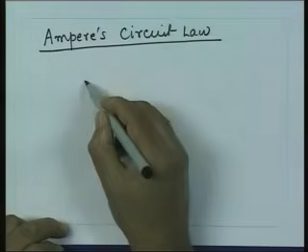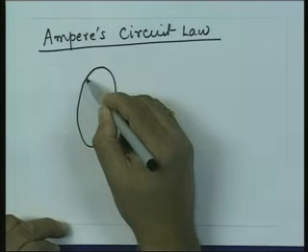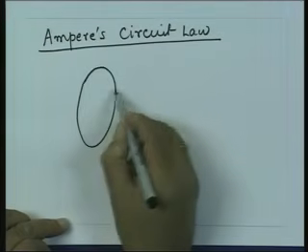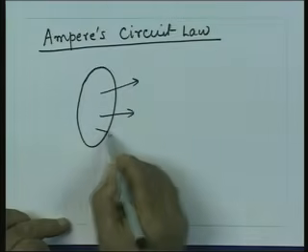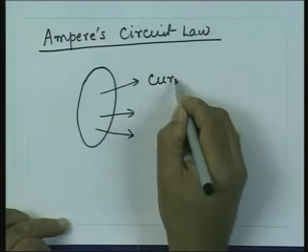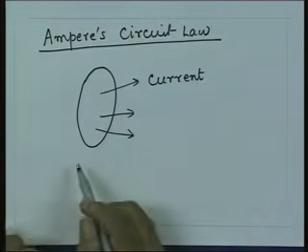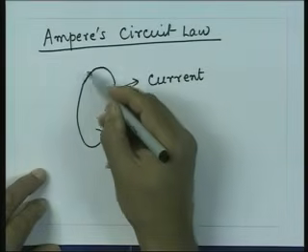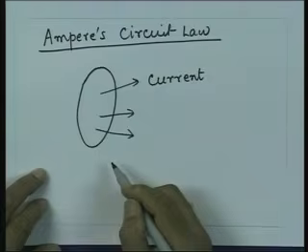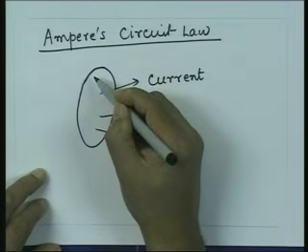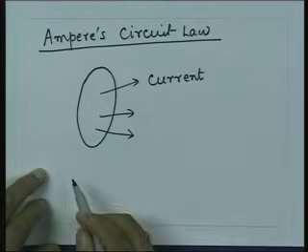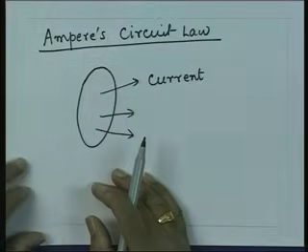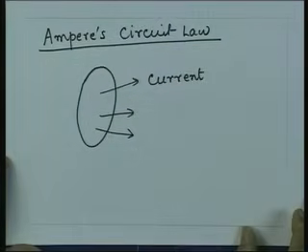It says that if we have a loop and let us say you have some current flowing in this loop, this current is going to produce magnetic fields. If I calculate the total magnetomotive force around this loop, which is the line integral of the magnetic field around this path, then that line integral is equal to the total current enclosed by this loop. That is the Ampere's circuit law.